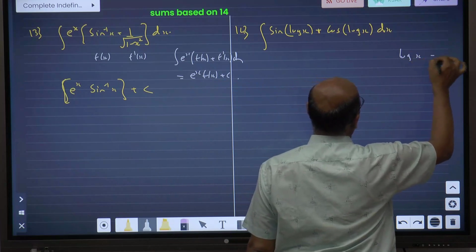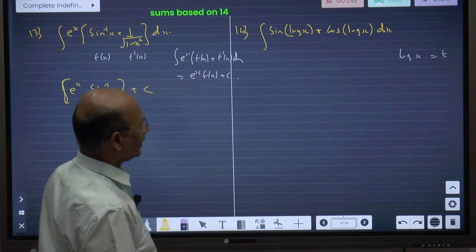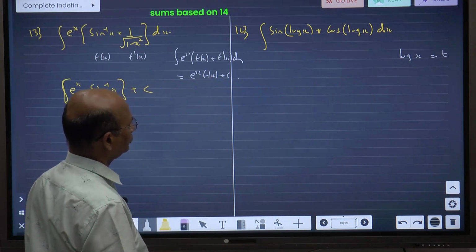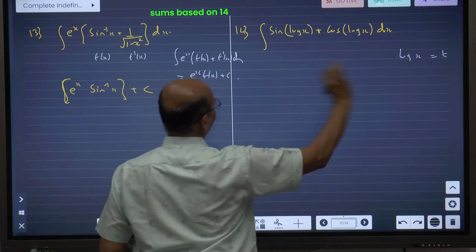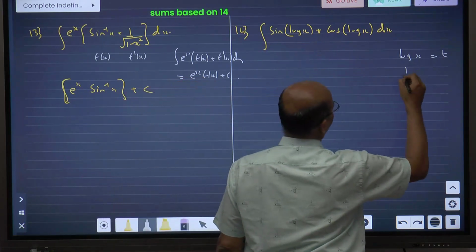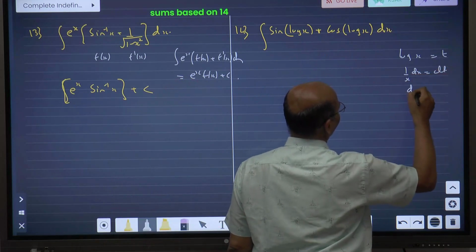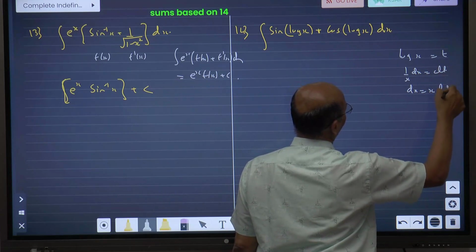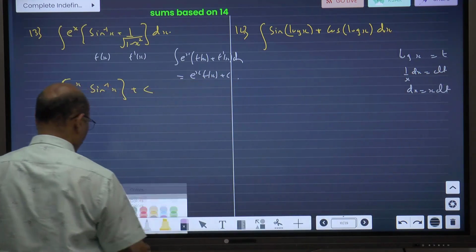Suppose I put log x as t. I am not taking the derivative there. If I put log x as t, then 1 by x dx is dt. You might ask me, so dx is nothing but x dt. The adjustment is something different really. I will show you what I mean.